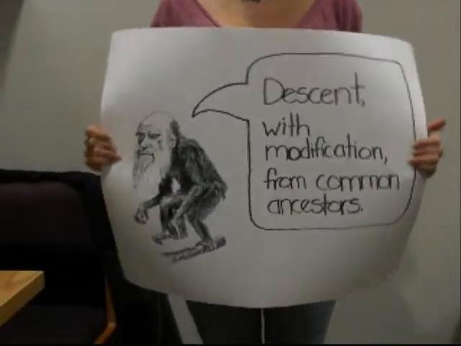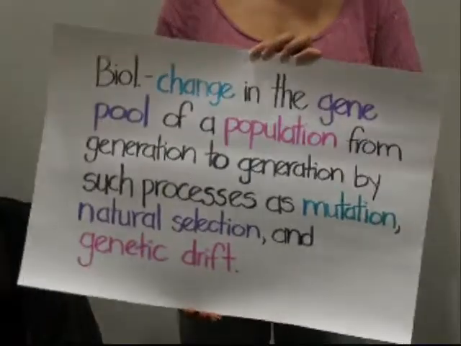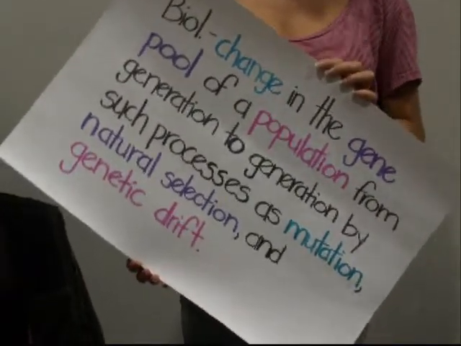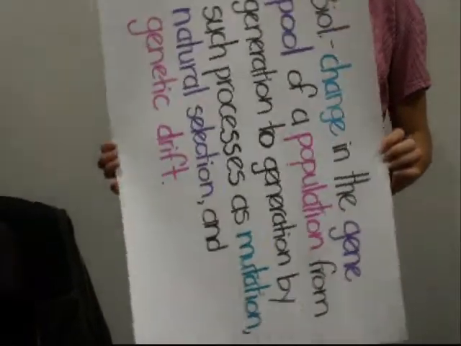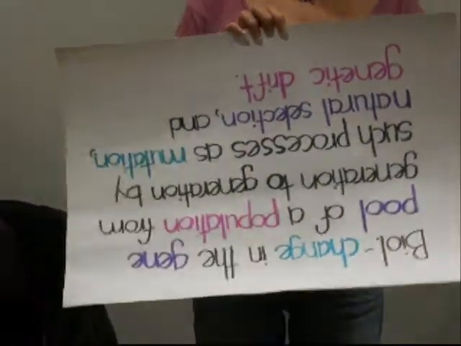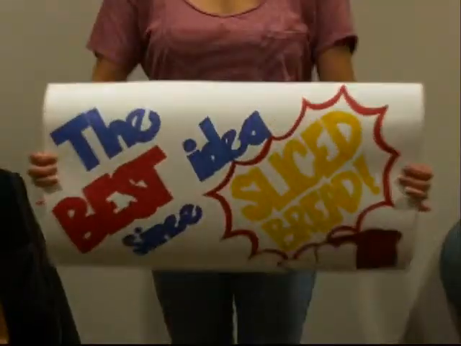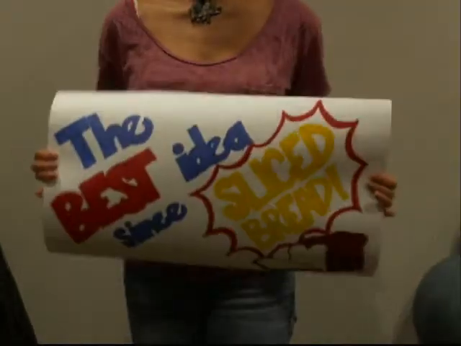Descent with modification from common ancestors. Charles Darwin. Change in the gene pool of a population from generation to generation by such processes as mutation, natural selection, and genetic drift. Dictionary.com. The best idea since sliced bread! UrbanDictionary.com.